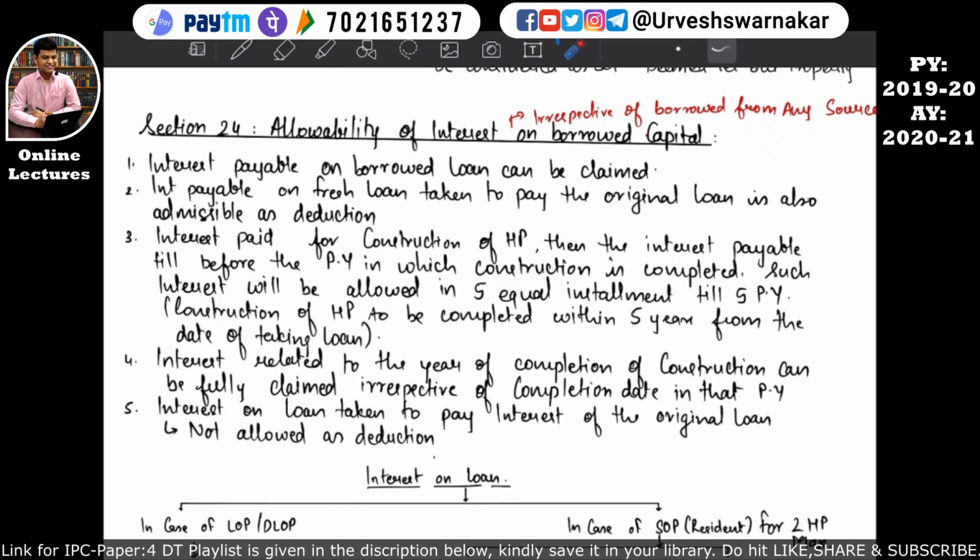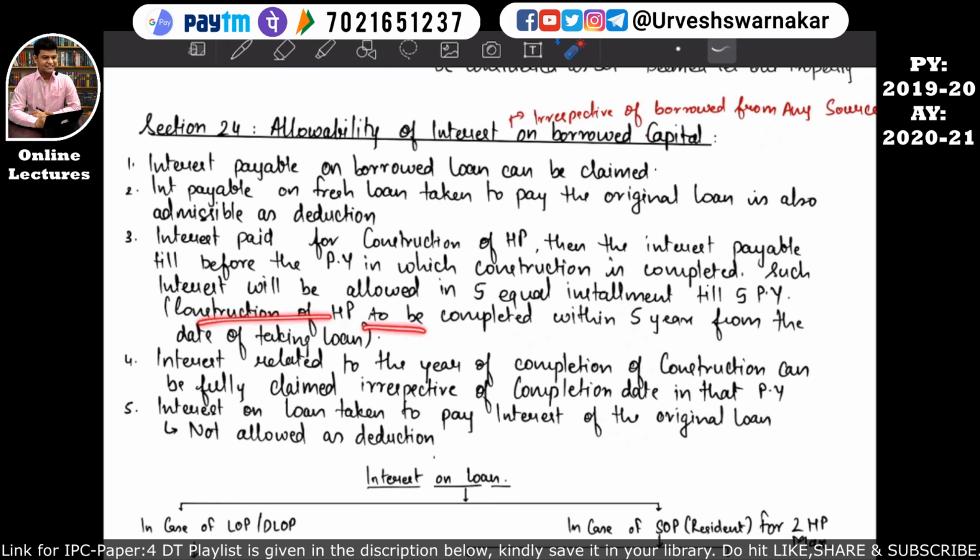So let's revise section 24. Point 1 under section 24 says that interest payable on borrowed loan can be claimed. Point 2 says that interest payable on a fresh loan taken to pay the original loan is also admissible as deduction. Point 3 says that interest paid for construction of the house property, then the interest payable till before the previous year in which the construction is completed, such interest will be allowed in 5 equal installments till 5 previous years.